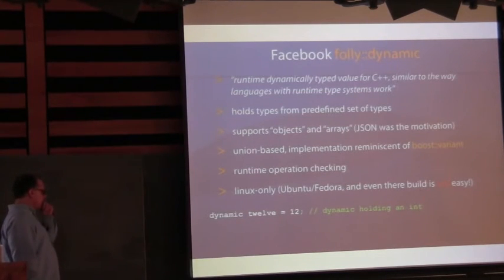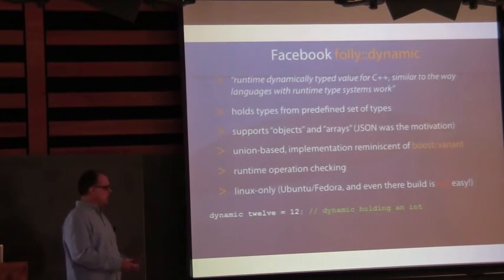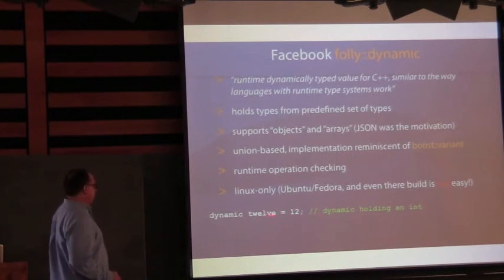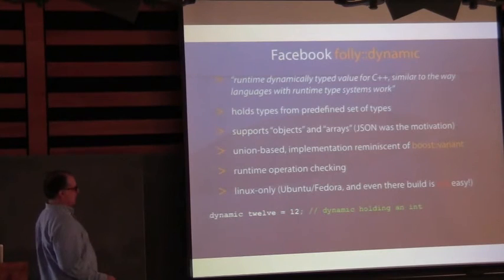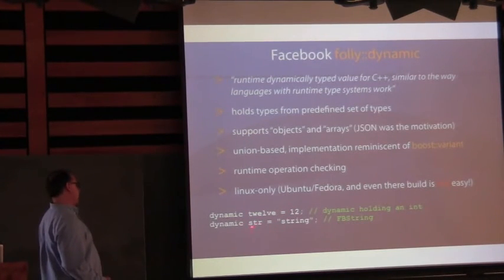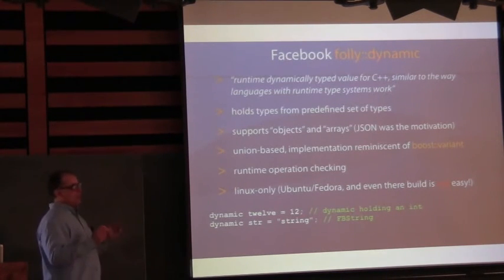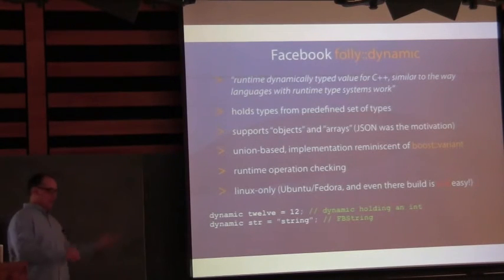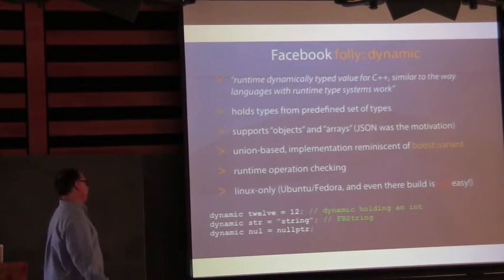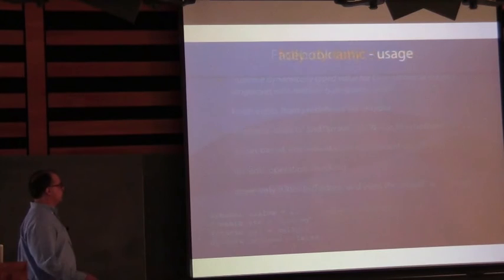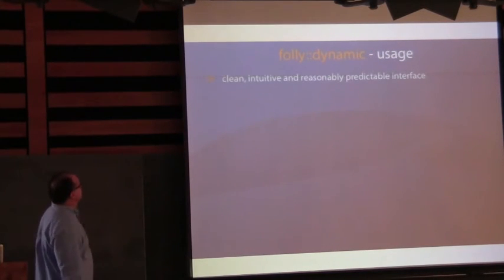I only tried on Ubuntu and Fedora. I don't know about other Linux distributions, but I would assume it's similar. They have some packages that make it easier, but some things you just have to go and grab yourself. What you do with the dynamic is something like this. 12 equals 12, so now it's holding an int, and then you can have string, which is not standard string, it's a Facebook string, which is compatible with standard string, except that you can't assign Facebook string to a standard string. There's support for null pointer, Boolean, all those good things that you will see in a dynamic sort of language.